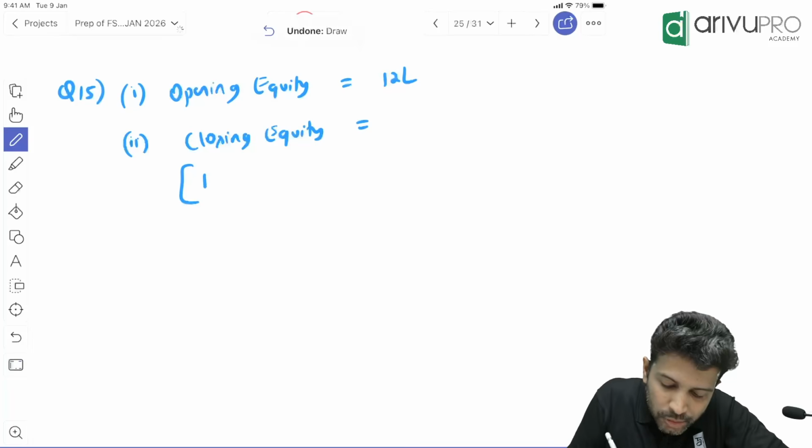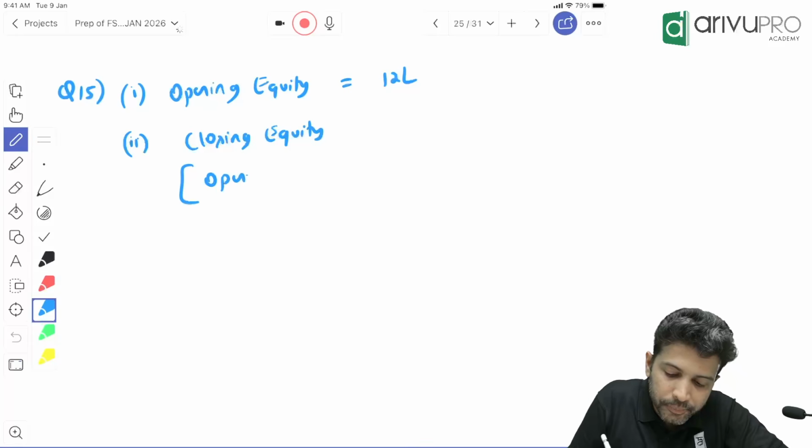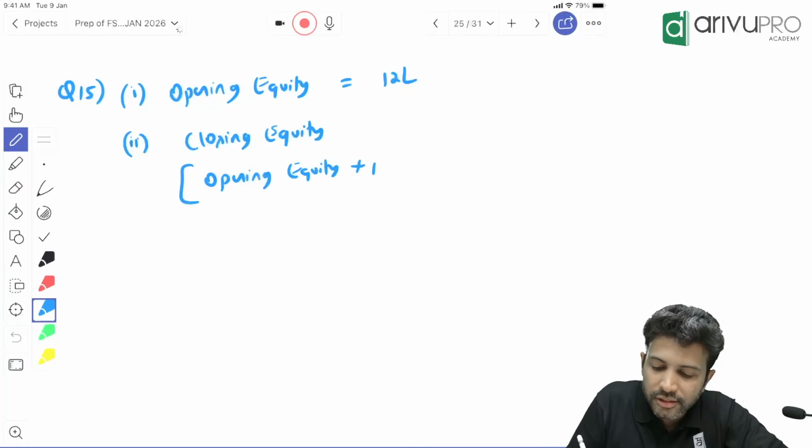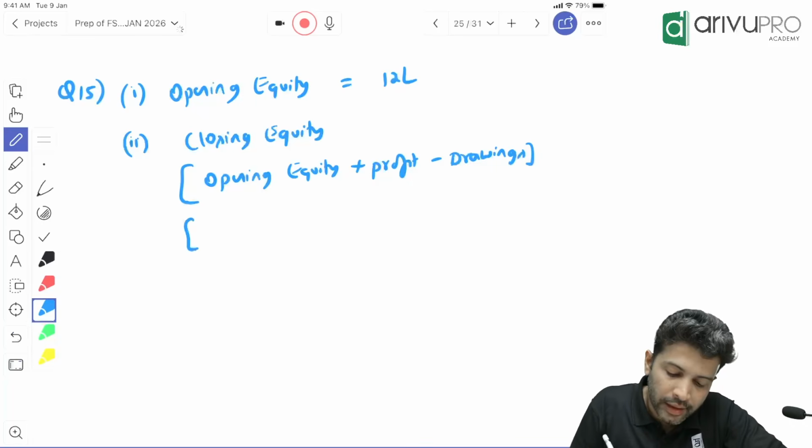If you want to get closing equity, can I write like this? Closing equity is nothing but opening equity plus profit minus, if you have withdrawn any money, the drawings. If you do that, you will get closing equity. Now calculate, people. How much was opening equity?